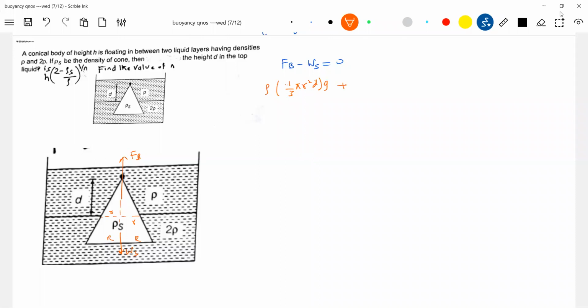plus what is the volume of the next part? The two parts are there, no? So in the bigger cone, 2 rho, 1 by 3 pi R cube h minus 1 by 3 pi r cube d into g. This should be equal to the weight of the solid. What is the weight of the solid? Rho s is 1 by 3 pi R square h into g.